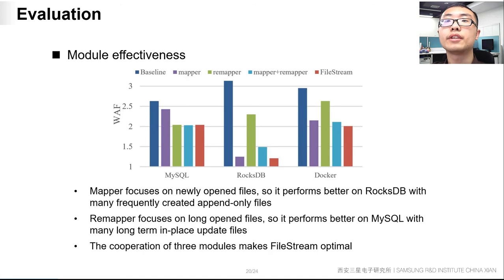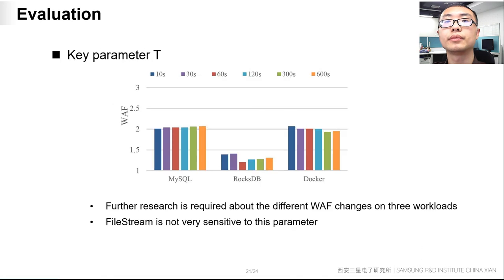Then, we verify the effectiveness of each module in file stream on 3 workloads. ZDB has many frequently created append-only files, so Mapper performed better on it. MySQL has many long-term in-place update files, so the Mapper performed better on it. The combination of these 3 modules makes file stream optimal.